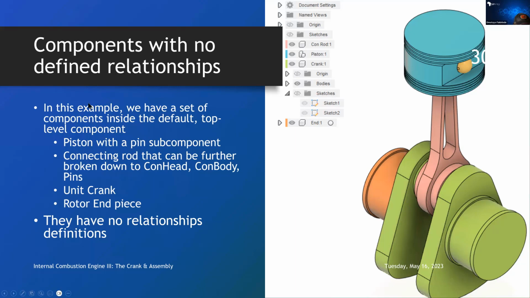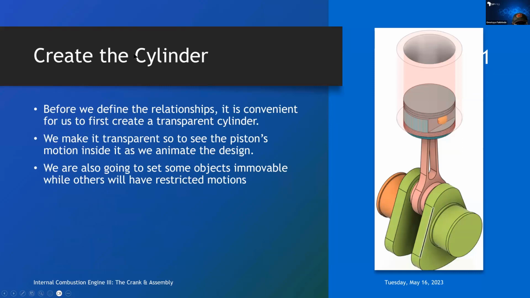In this example, we have a set of components inside the default top component: the piston with a pin subcomponent, the connecting rod, which can be further broken into con head, con body, and pins. We will do that later, but leave it now as a single unit. And then the rotor end piece. They have no defined relationships.